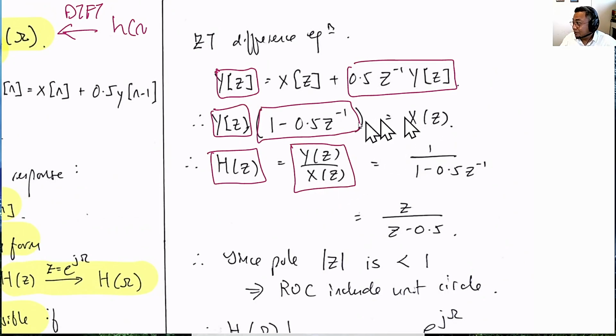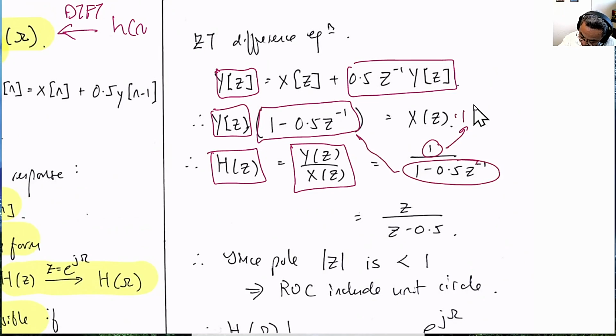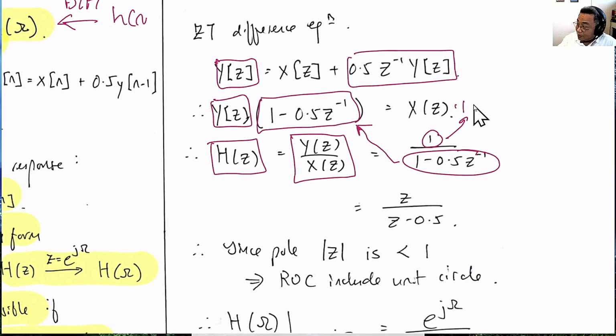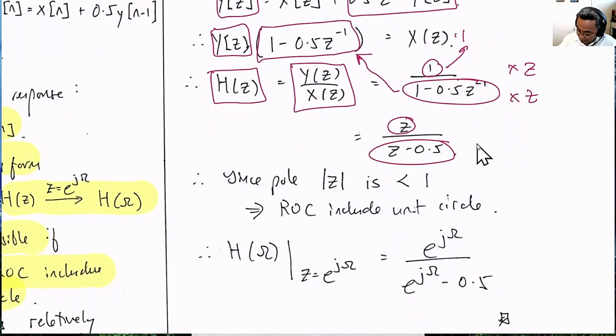So you just bring X(z) to that side, then you have H(z) equals 1 times... So this 1 comes from here, and this guy comes from this guy. Okay, and we don't like to deal with negative powers of z, so we basically multiply by z on top. So we have z on top and z minus 0.5 at the bottom, and now we can sketch.